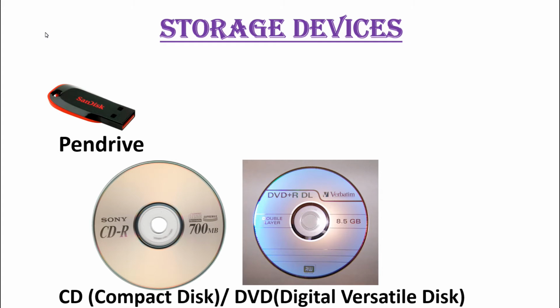And look at the picture of DVD. What's the memory capacity written there? That is 8.5 GB. Yeah, it is greater than 700 MB. This DVD can store more information than CD. Now, did you understand the difference between CD and DVD? CD has less memory capacity than DVD.